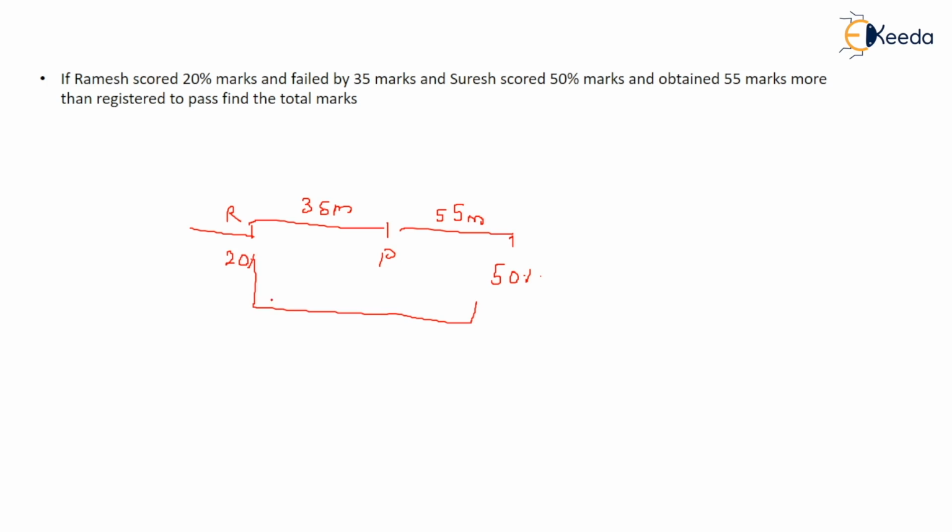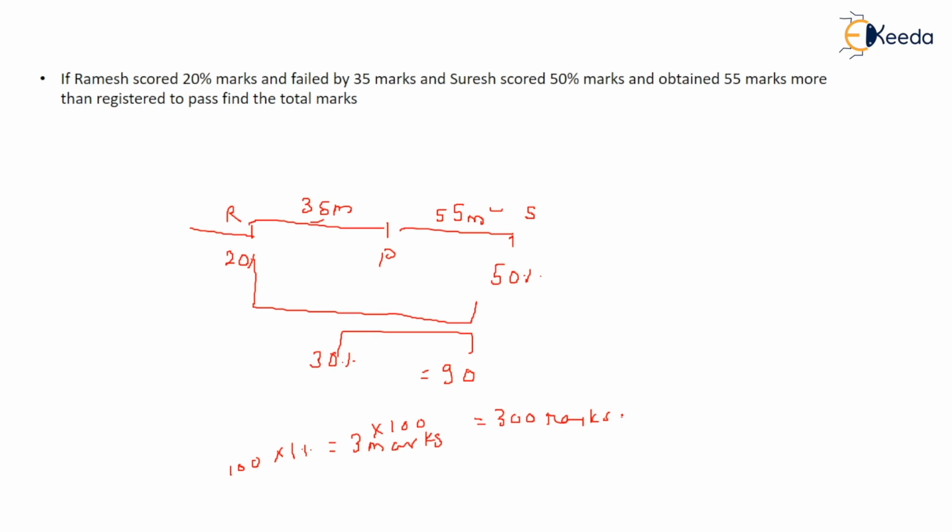So here you can observe there is a gap of how many percent? 30% between Ramesh and Suresh, and the difference of the marks between them is 35 plus 55, that is equivalent to 90. So you know that this 30% is equivalent to 90. That means 1% is equivalent to how many marks? 3 marks. So the total marks means 100%. To make this 1% into 100%, I have to multiply it by 100, and this also by 100. So the total marks is how much? 300. 300 marks is the answer.